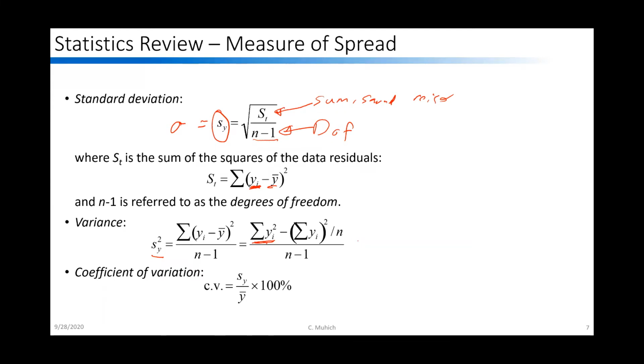The last measure of variance that we'll bring up is the coefficient of variation. The coefficient of variation being the standard deviation over the average times 100%. Right? So what percentage of the mean is my standard deviation?